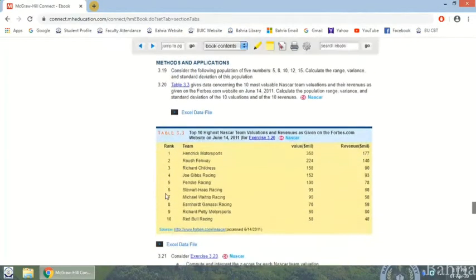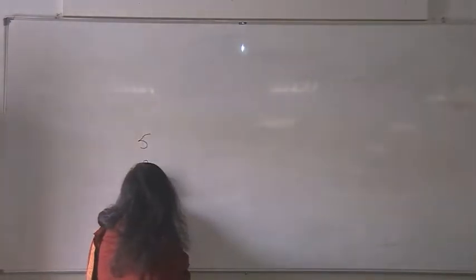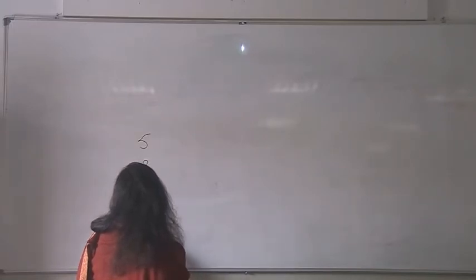Let's say we have this question considering the population: calculate the range, variance, and standard deviation of the population. Let me convert this onto the board right now. So now we have values as 5, 8, 10, 12, and 15.